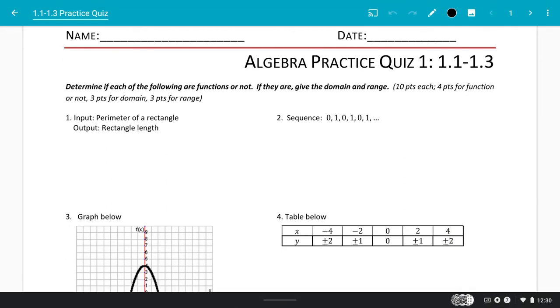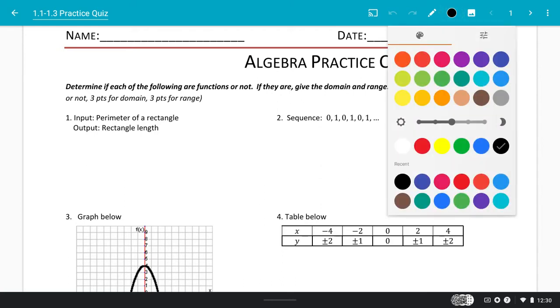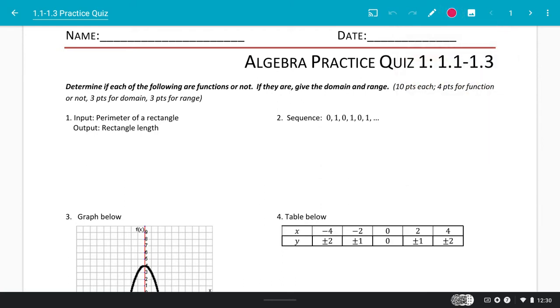All right, I think it's very important that you read the directions here. You first need to determine whether each of the following is a function or not. And if they are, we're going to give the domain and the range. Okay. So first, input, perimeter of a rectangle.